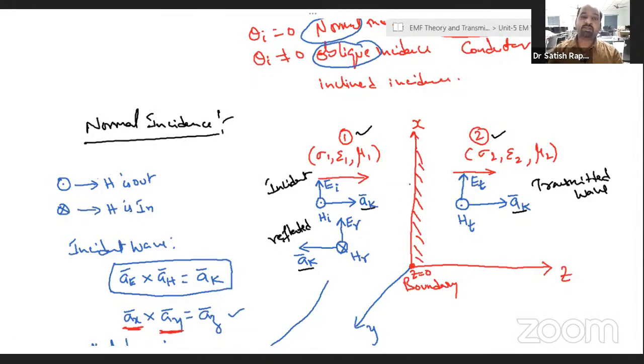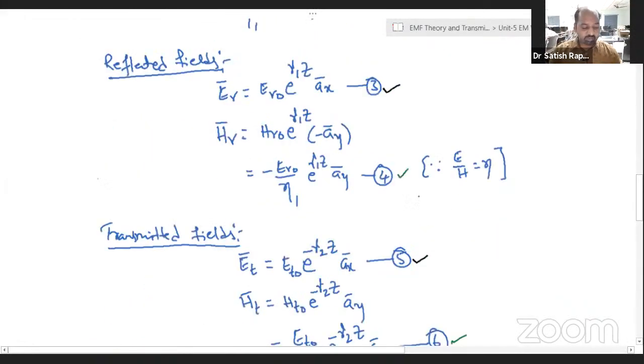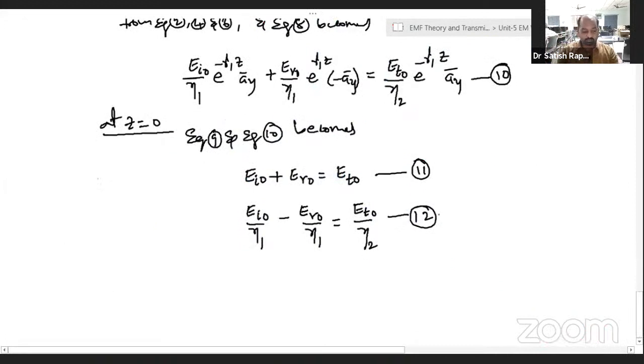That we can calculate from the transmission coefficient and reflection coefficient. The transmission coefficient will give you how much wave is transmitted, and the reflection coefficient will give you the coefficient by which the wave is reflected. So let me define the transmission coefficient and reflection coefficient first.